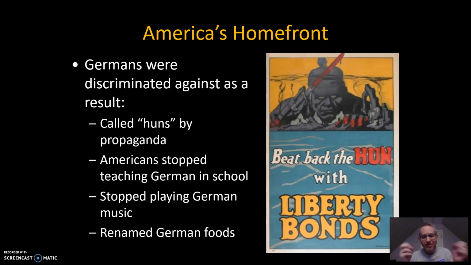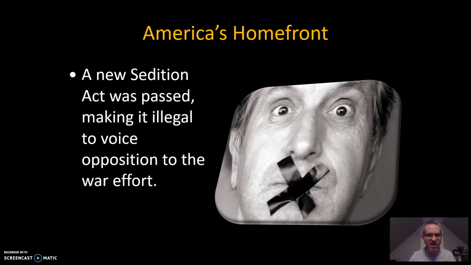Now, remember, again, we've got lots of immigrants in the United States who are Germans, and these people are being called Huns all the time by propaganda. Okay? That's not great. If you're a German American, you don't want to be called a Hun. It gets so bad that German is taught in a lot of schools, and we quit teaching German because that's the enemy language. We stop playing music from Germans, whether it be polka or Wagner or whatever, and we start renaming German foods, right? Instead of sauerkraut, it's like Liberty cabbage. This is crazy stuff.